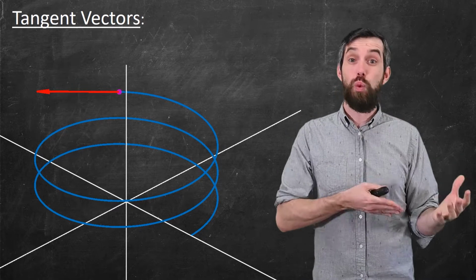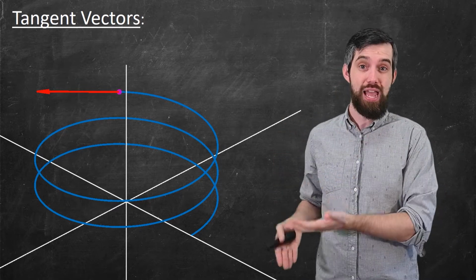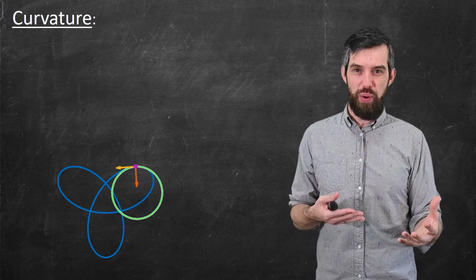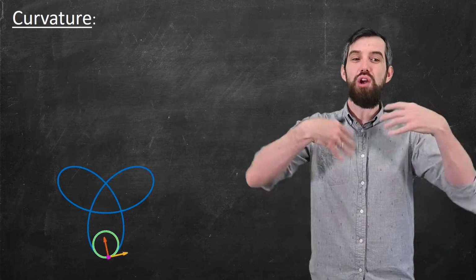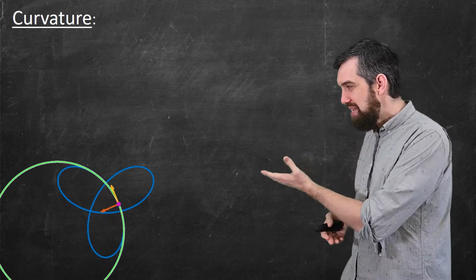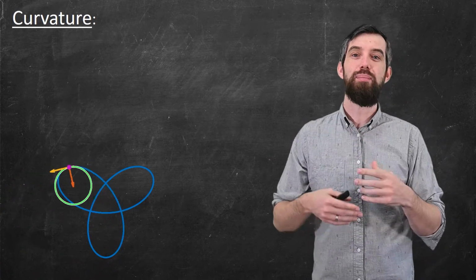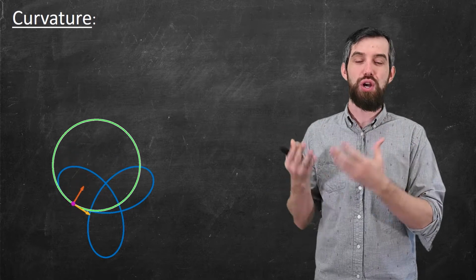So this is going to be the first way we're going to generalize the idea of tangents. Another thing I can do with curves is try to figure out how curvy a curve is. What is the curvature of a curve? In this animation, what you see is something called a circle of curvature.